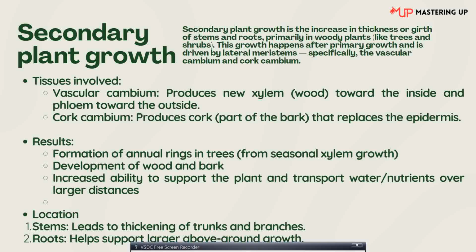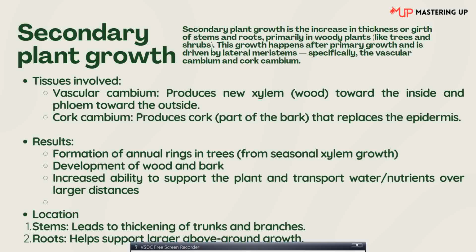Okay, so now the tissues involved are vascular cambium and cork cambium. Vascular cambium, we already know, produces xylem towards the inside and phloem towards the outside, and cork cambium produces cork that replaces the epidermis. Now the result: formation of annual rings in trees.